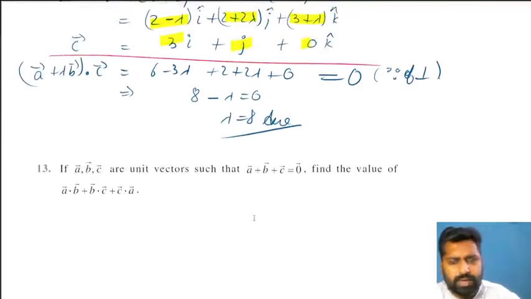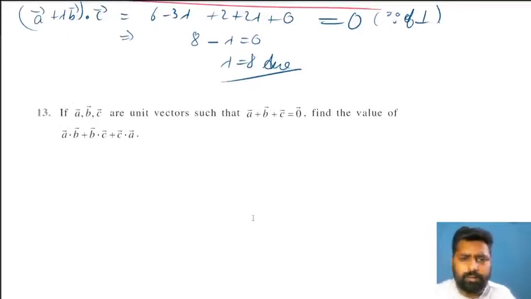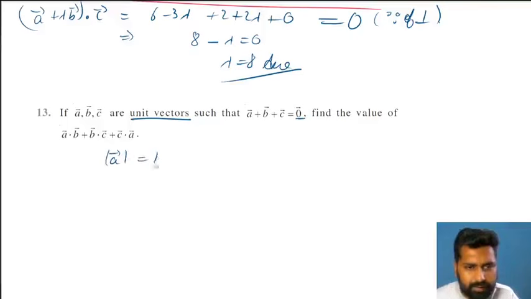So far all the questions were directly on dot product. This time the question says A vector plus B vector plus C vector is a null vector, 0 vector. Find A dot B, B dot C, C dot A. Addition is given, dot product is asked. The values are not given, only information is that they are unit vectors. That means magnitude of A is equal to magnitude of B is equal to magnitude of C, that's 1.